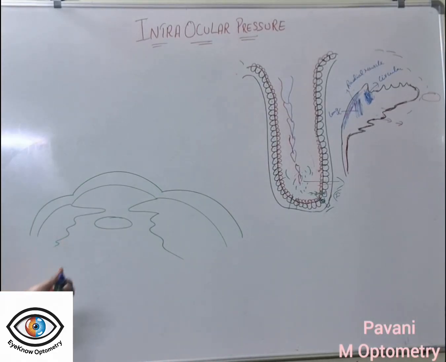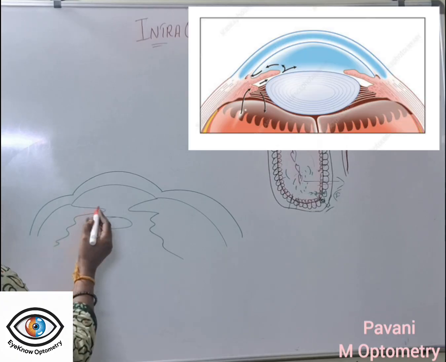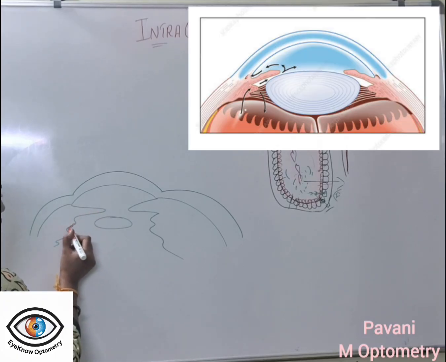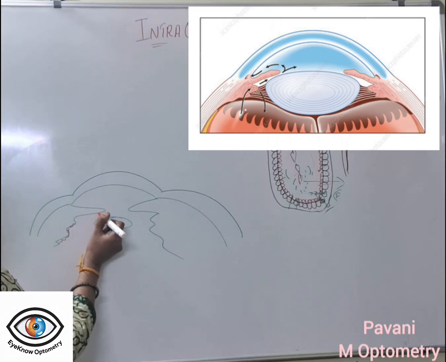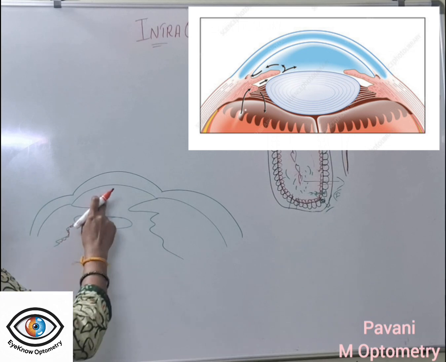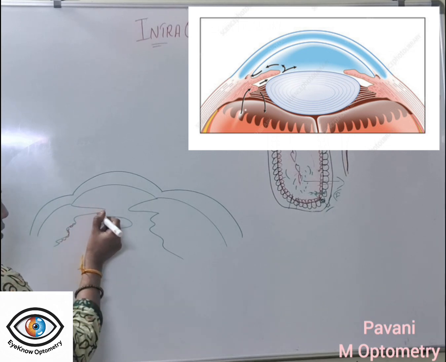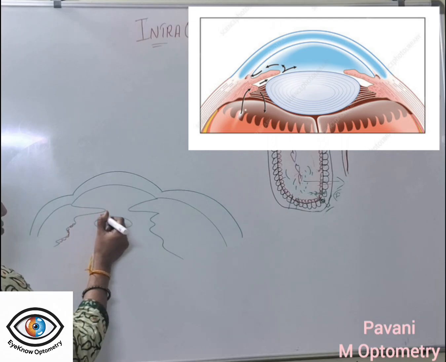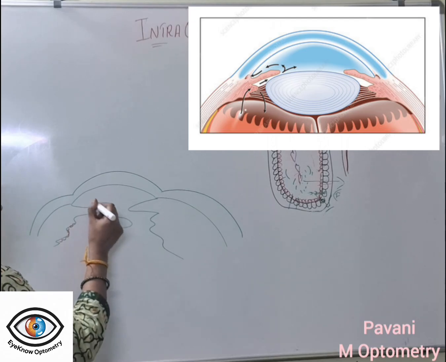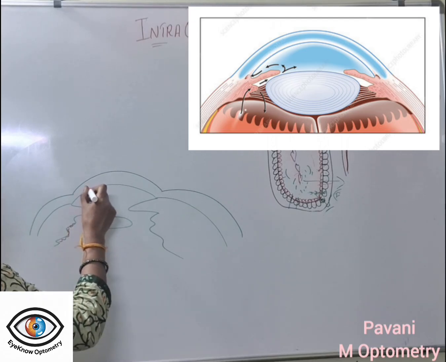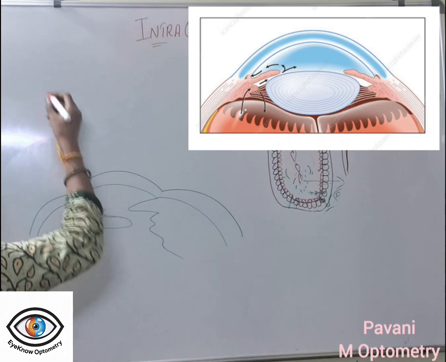This is how your eye looks. So this is nothing but the ciliary body. From these projections only the aqueous humor is produced. So mainly you need to remember that you will have two chambers here. From the back of the iris to the front of the lens, we call it the posterior chamber. From the front of the iris to the back of the cornea, we call it the anterior chamber.